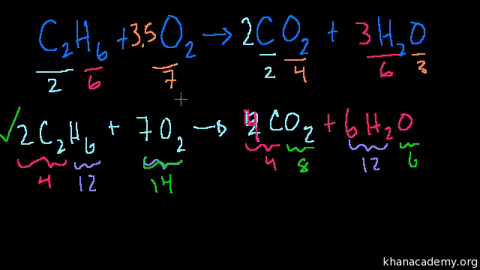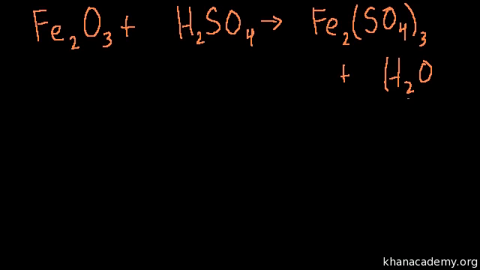A lot of people might have found that to be a hard problem because you have this 3.5, and just going straight to this might seem non-intuitive. But if you work from the more complicated molecules and go atom by atom, and if you end up with any fractions, you just multiply both sides by some number to get rid of the fraction, and then you're done. All right, let's do another one.